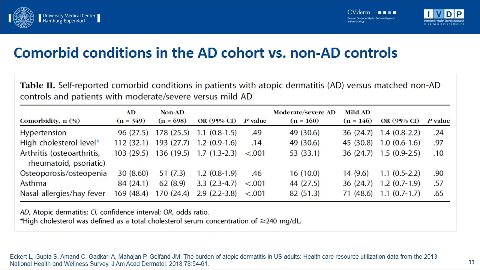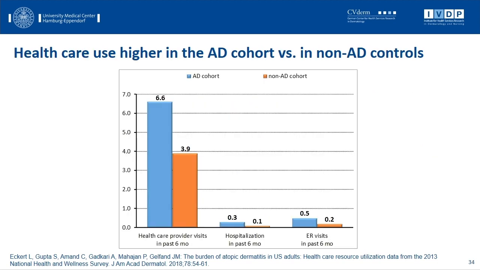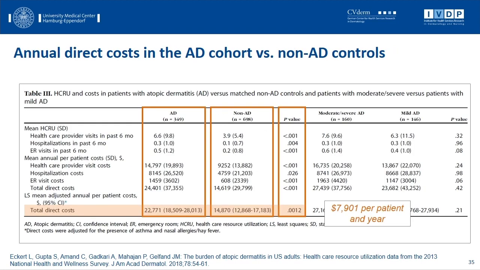So they were looking at the risk for comorbidities in patients with and without atopic dermatitis, and they found that the risk is higher in patients with atopic dermatitis. And also the healthcare use was higher in the AD cohort versus the non-AD cohort in terms of healthcare provider visits, hospitalization, and emergency room visits in the past 6 months. And this difference between the AD cohort and non-AD cohort resulted in around 8,000 per patient and year, which were estimated as the costs attributable to atopic dermatitis.